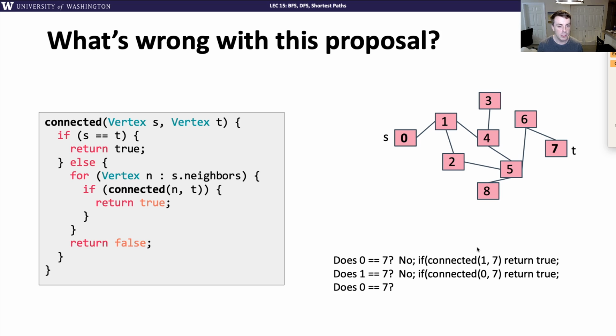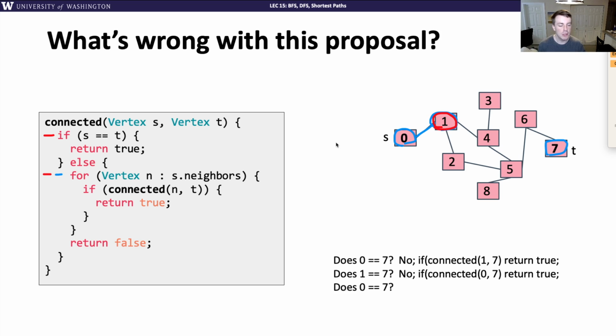So for example, suppose we're starting with this 0-7 connectivity problem. And I say, okay, well, I need to enter the else case because 0 is not the same as 7. Go to all of its neighbors. So I'm going to start with the first neighbor, say it's 1. So I'm going to ask, is 1 connected to 7? So I make a recursive call. And in that recursive call, I say something like, well, is 1 the same as 7? No. So go into the else branch. For each of 1's neighbors, make this recursive call.